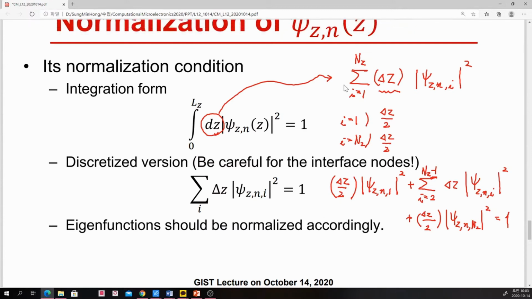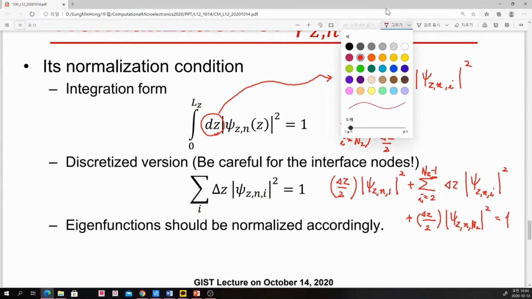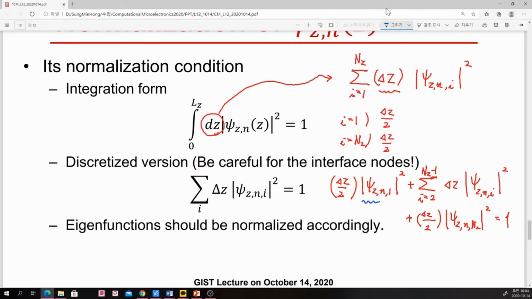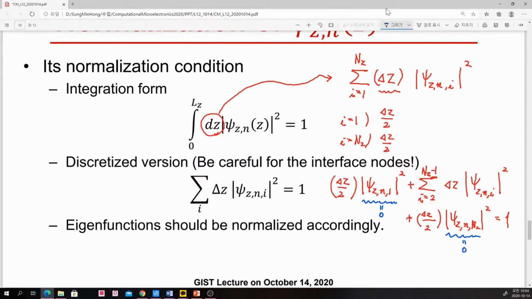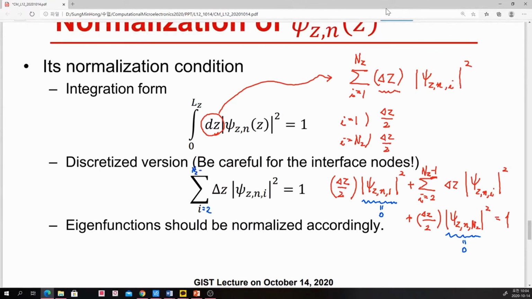But point is, due to our boundary condition for the Schrödinger equation, we assume that this one is corresponding to the interface node, and this one is also corresponding to the interface node, so they are assumed to be 0. So more accurately, this integration can be written as starting from number 2 and n_z minus 1. Then that will be perfect.